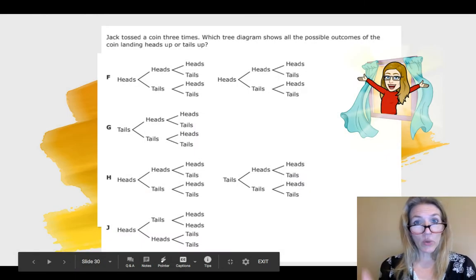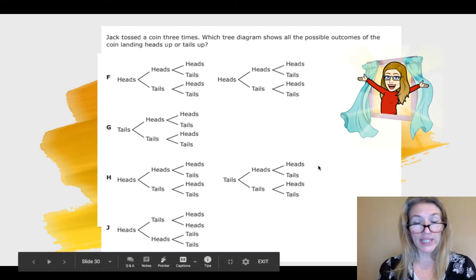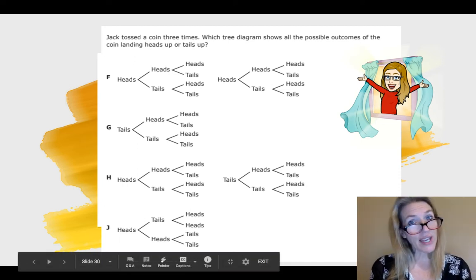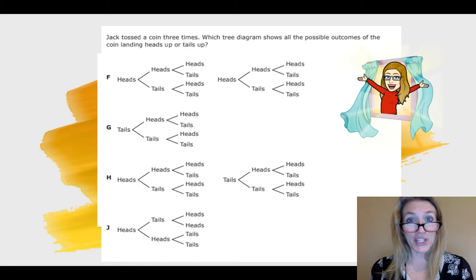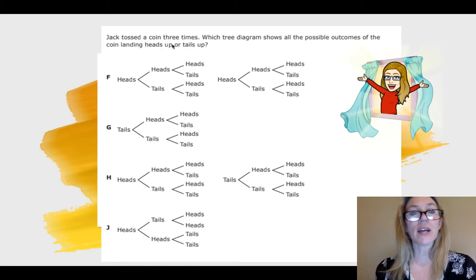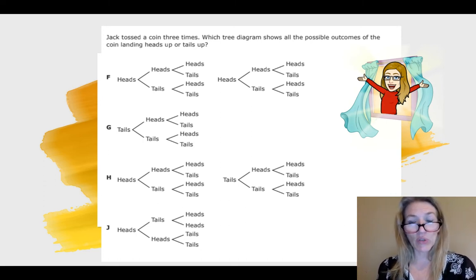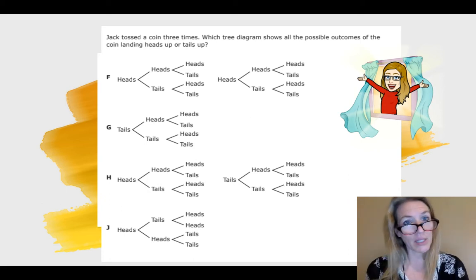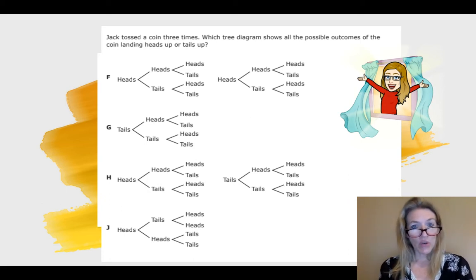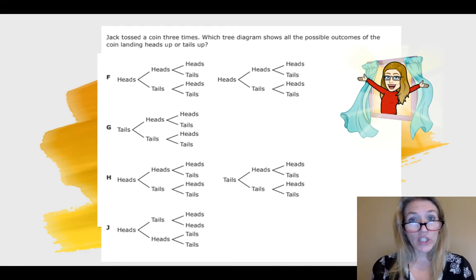So here's a quick review of what we've been talking about. And this is a tree diagram. This is actually a STAAR question from last year in 2019, so I wanted to share it with you. Jack tossed a coin 3 different times. So we're going to figure out which tree diagram shows all of the possible outcomes for Jack. So I'd like you to pause the video and then decide which one of these options is the correct choice.